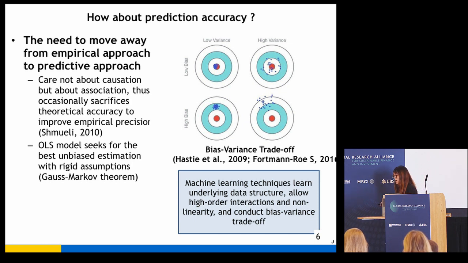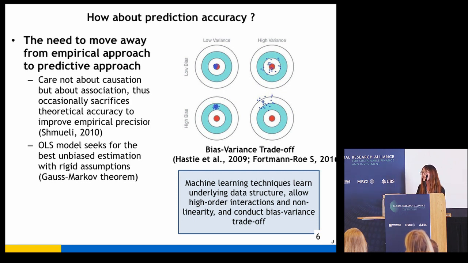Sometimes in order for us to have a good prediction, we sacrifice theoretical accuracy to have better prediction. The problem with the OLS regression is that it tries to find an unbiased estimation, but sometimes we can actually trade off a little bit of bias to get a smaller variance. When we look at the prediction error, it is a composition of bias, variance, and noise. We can actually reduce the prediction error by creating a biased estimation. That is the whole concept behind the machine learning approach.